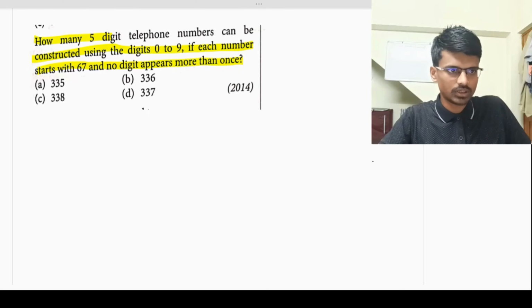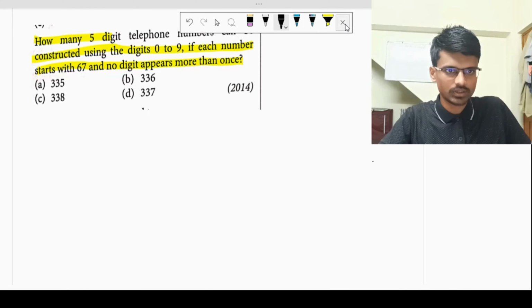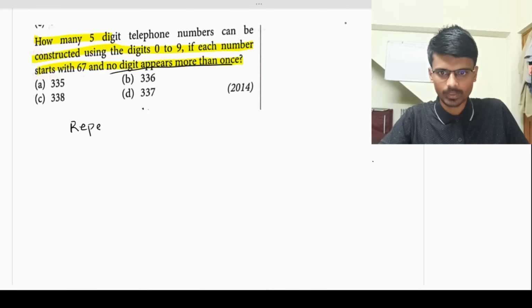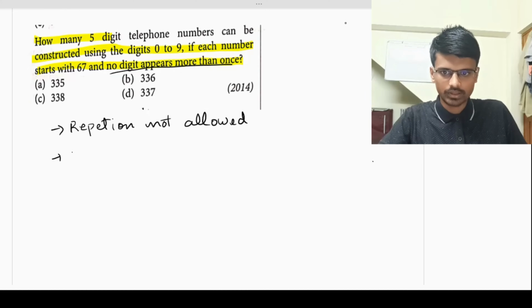So here, one thing we have to keep in mind is, as it is saying, no digit appears more than once. What does that mean? It means repetition is not allowed. One thing is clear. And the other information is it is a 5-digit number. And we are using the digits from 0 to 9.